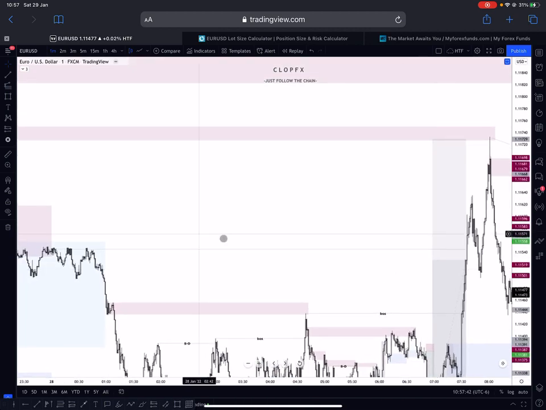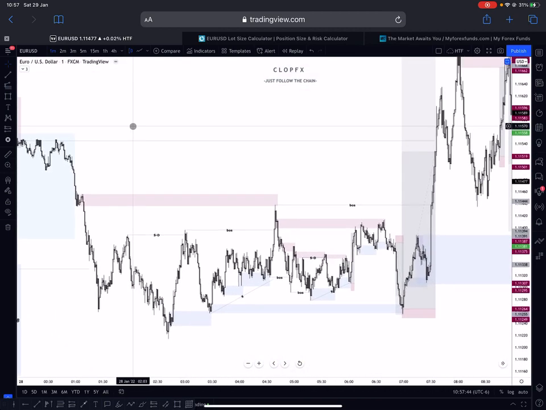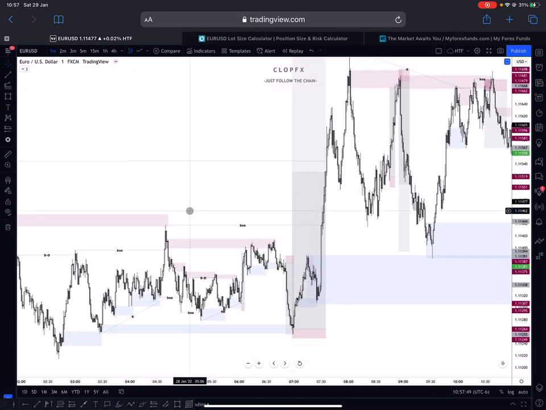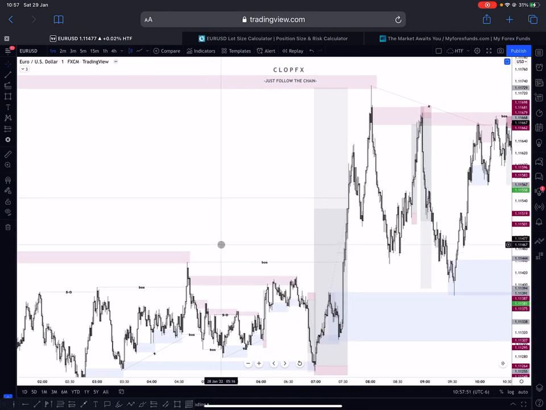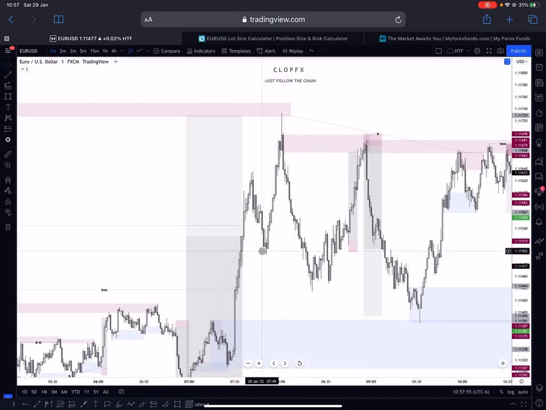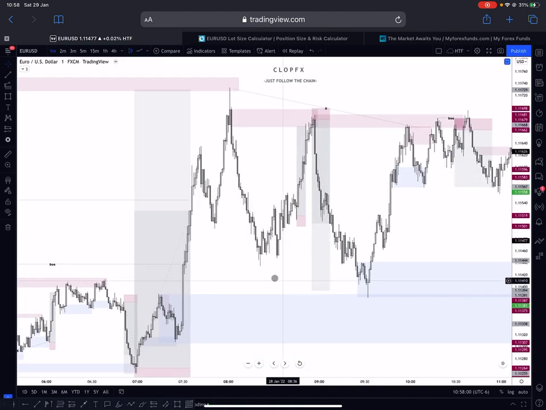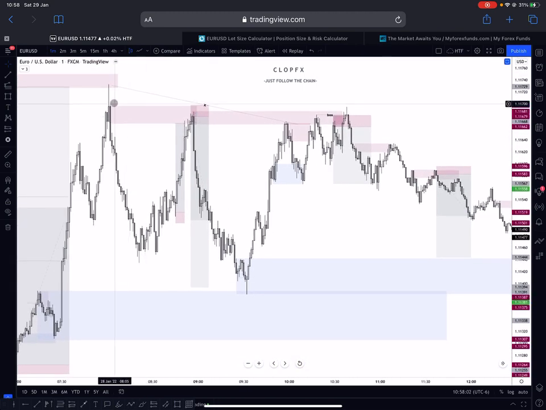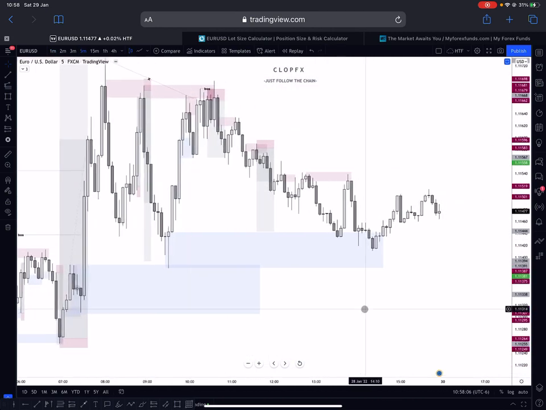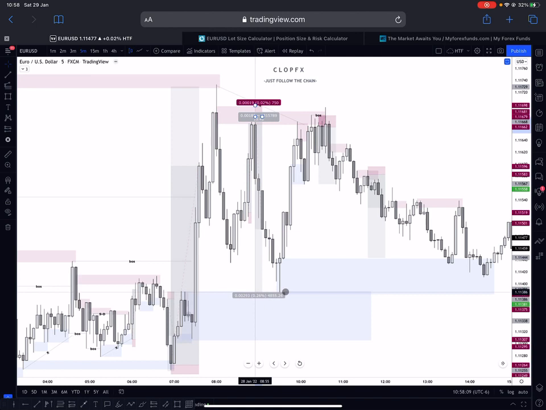but we have a couple of unmitigated zones. We know it can react off. So once I see this demand to supply flip or break of structure, again, I put a position right here, and if you see this whole thing, it's like a 15-minute order block. This whole thing is a 15-minute order block. I personally target this one.